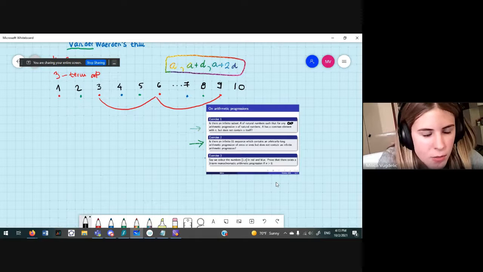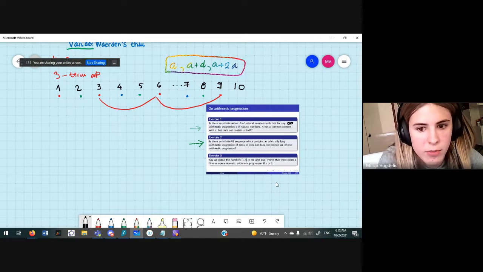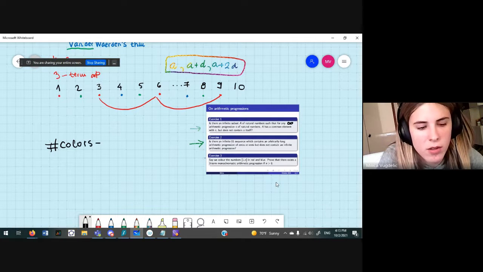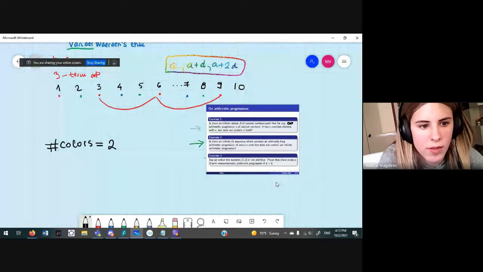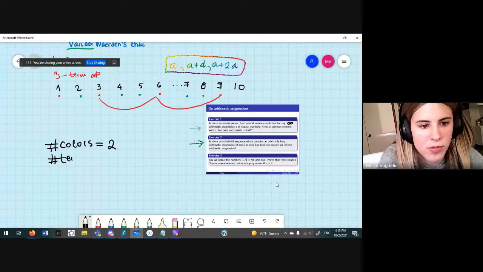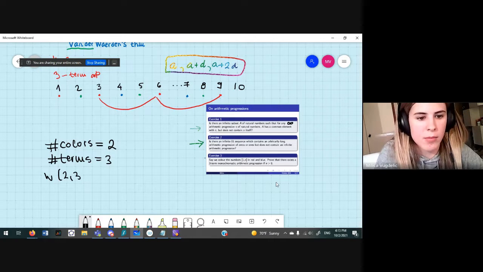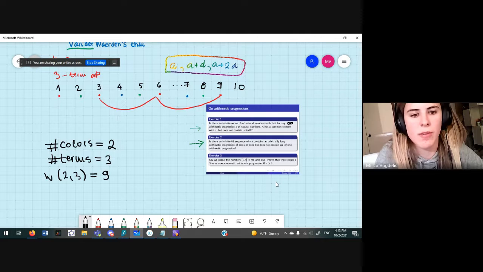Say we call a number. What we had, the number of colors was 2, and the number of terms was 3. And this stated that at least 9 numbers are needed to know that we will have a 3-term AP. But this theorem says that we can do this for K colors and L terms.